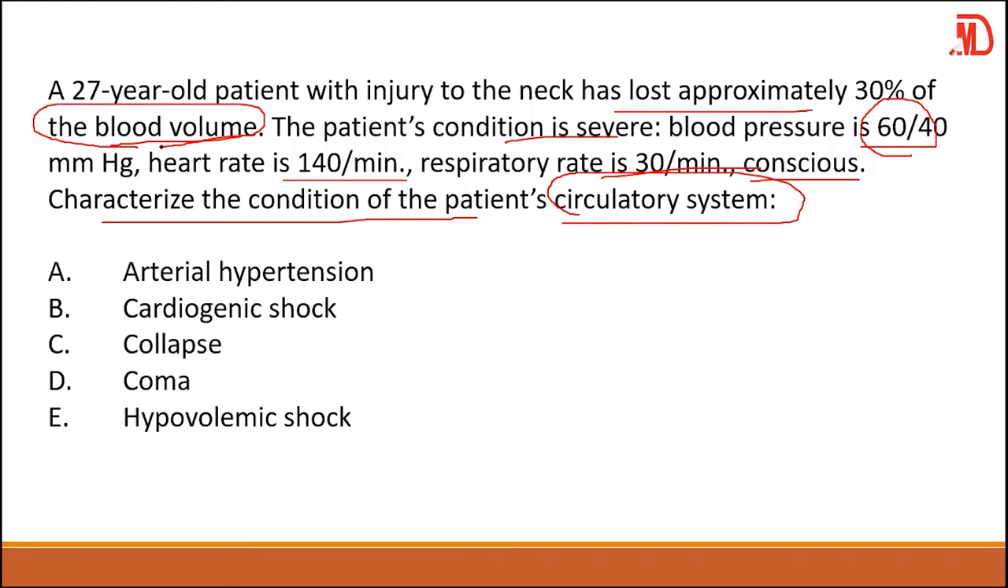Hypovolemic shock. Of course, we also have cardiogenic shock, which is a shock generated due to a problem with the heart. But here we have hypovolemic shock. That means fluid in the blood is going out, and over here they say 30% of the blood volume is gone. So that is the mechanism. So over here, E is our answer.